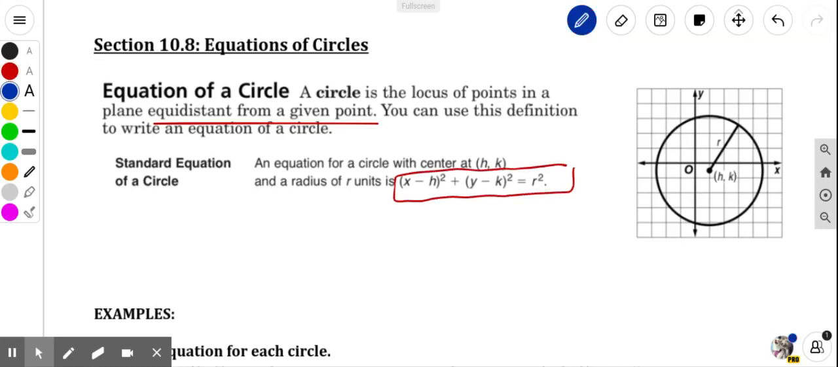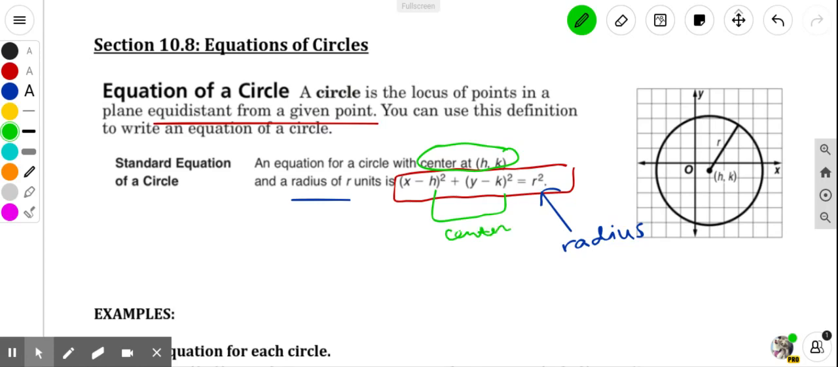First of all, r represents the radius. So the radius of the circle always goes there. Then we have (h, k) is the center. So here and here is the center. h is the x coordinate of the center, and k is the y coordinate of the center.